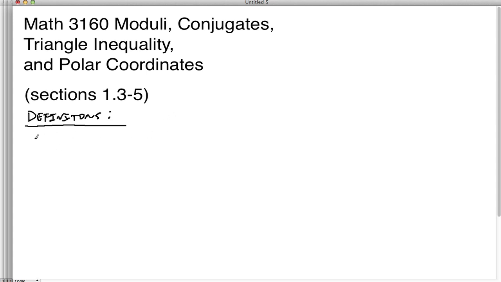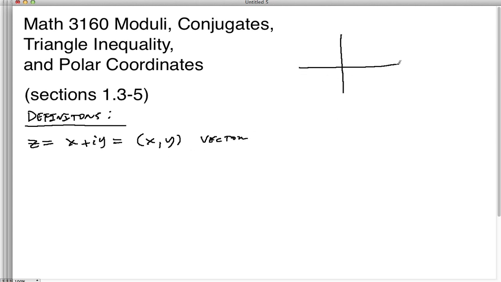We've been talking about complex numbers, z, and we write them as x plus iy, and we think of them as a vector in the plane, right? So we can write that like that, and we have an ordered pair x comma y. Like any vector, we usually think of them as having a direction and also a magnitude.